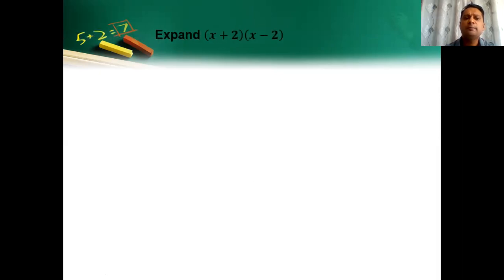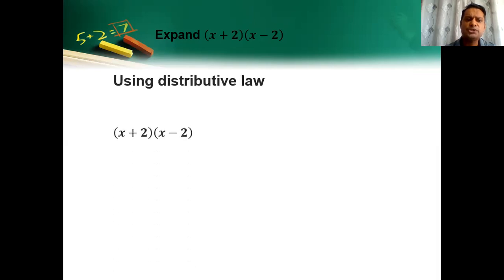Let us start by expanding x plus 2 times x minus 2. In the first session, you learned that this can be done by two methods. You can do it directly using the distributive law, or using area table. We're going to use the distributive law. x plus 2 times x minus 2.